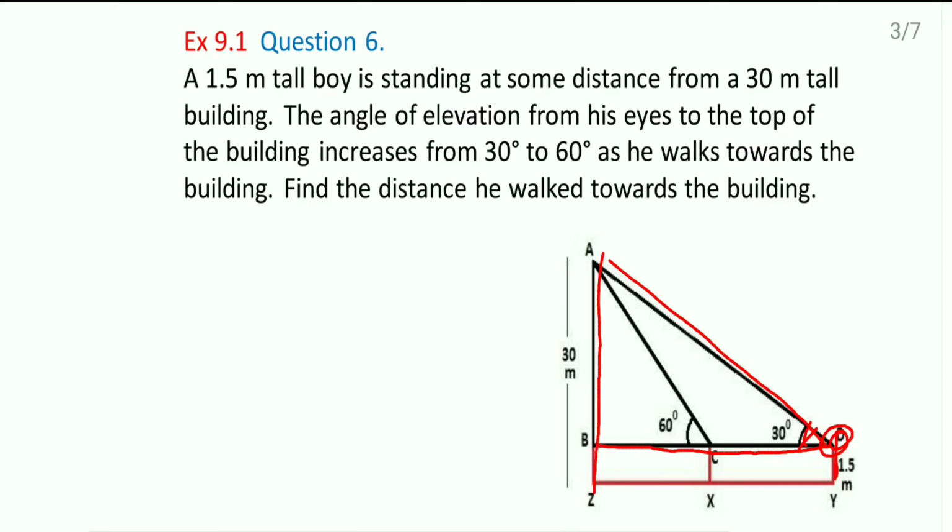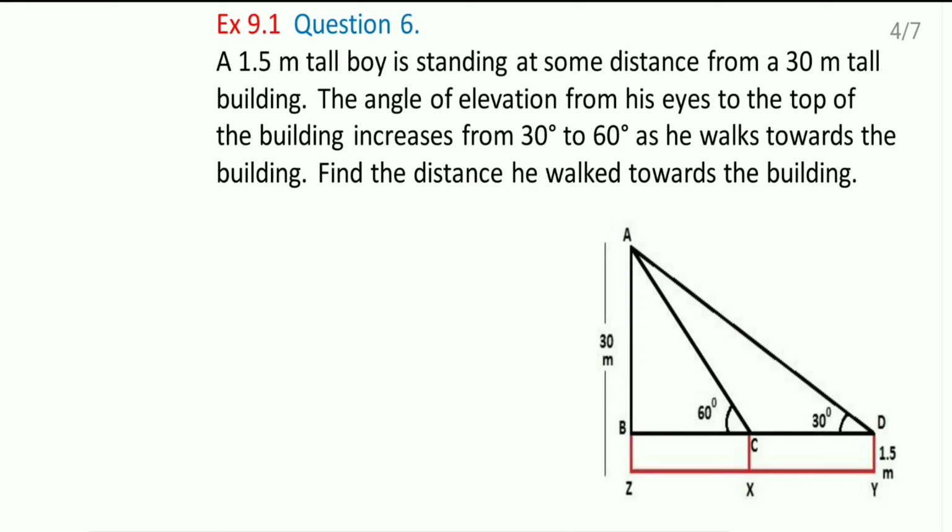As he walks towards the building, that means this distance, and then once again he looks at the top of the building here, then the angle of elevation becomes 60 degree. This angle of elevation is 60 degree. They are asking us to find out the distance he walked towards the building. It means that we need to find out this distance. This distance and this distance are the same, because both the lines are parallel to each other. Let us see then how to find out this distance.